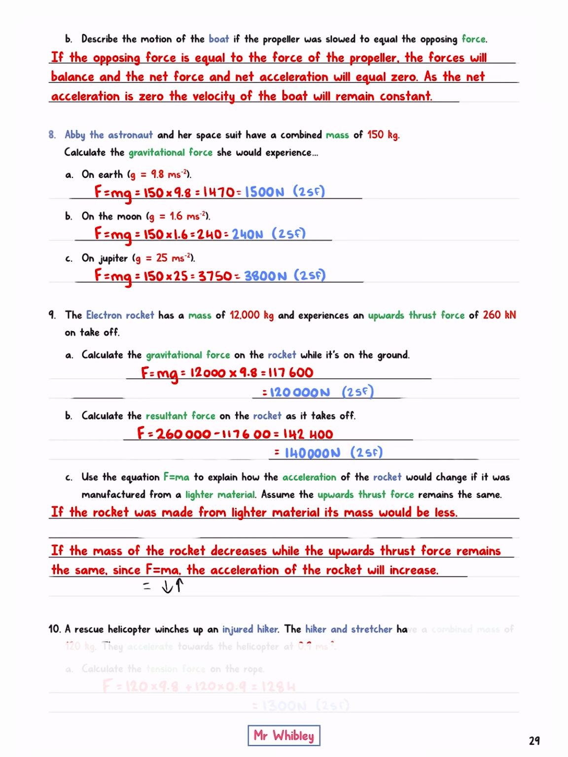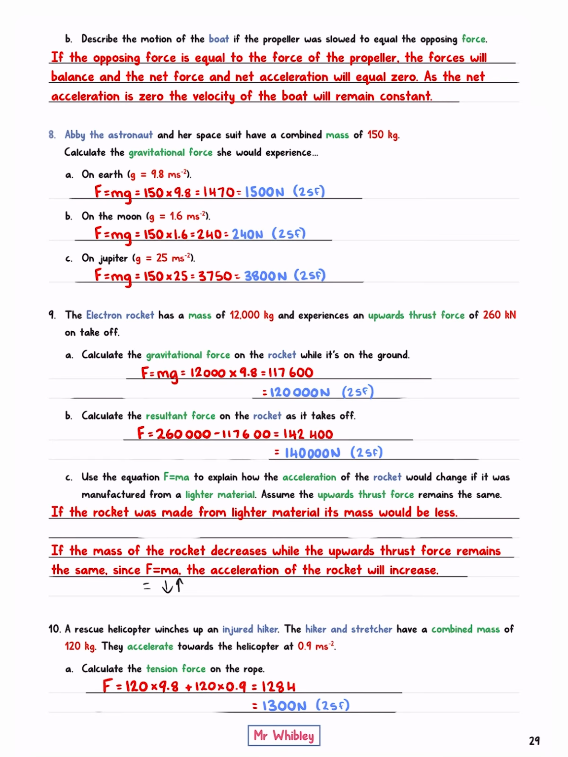The hiker and stretcher have a combined mass of 120 kilograms. They accelerate towards the helicopter at 0.9 meters per second squared. Calculate the tension force on the rope. The tension of the rope is going to be due to the hiker's gravitational force and the force pulling the hiker upwards, which is mass times acceleration. That gives us 1,284, or 1,300 newtons to two significant figures.